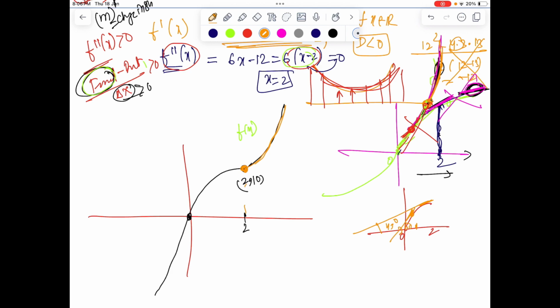Now it's very interesting to see that at (2, 0), the function changes its nature, concavity. So you see before (2, 0), the function was concave down. After (2, 0), it's concave up. Hence we call this a point of inflection. Those who already know all this, you can just play the video at 2x speed. Okay, the point was to deal with the basics.